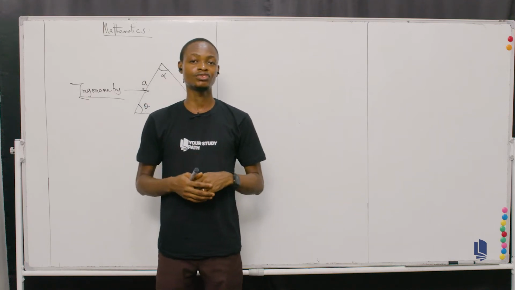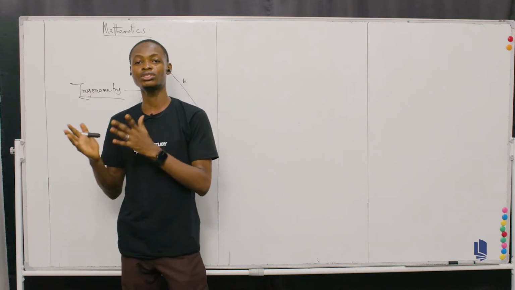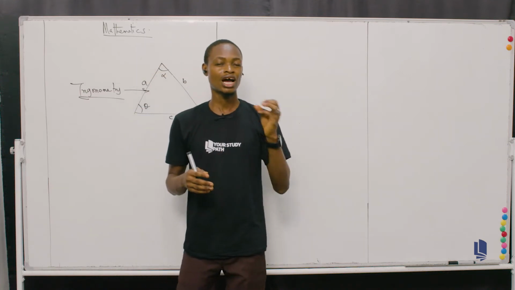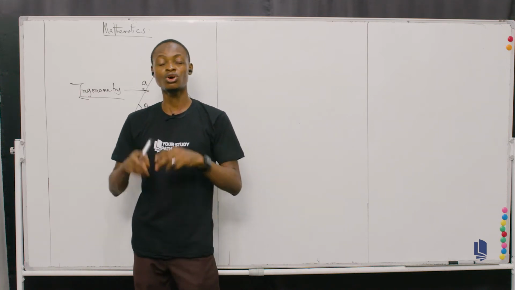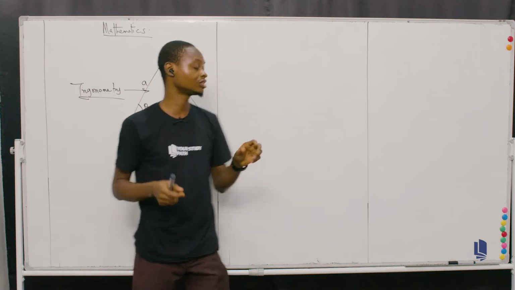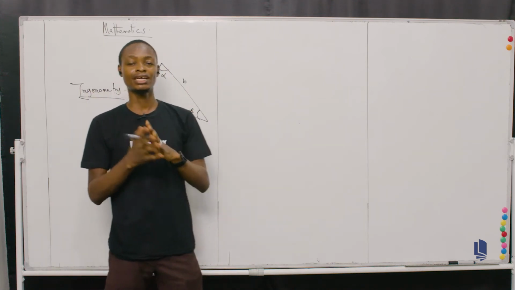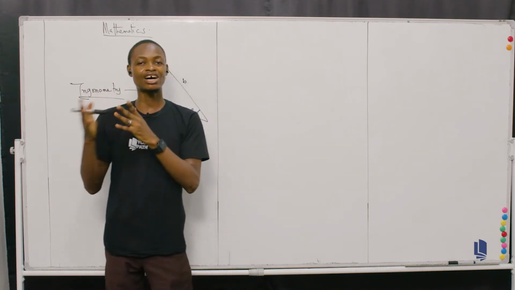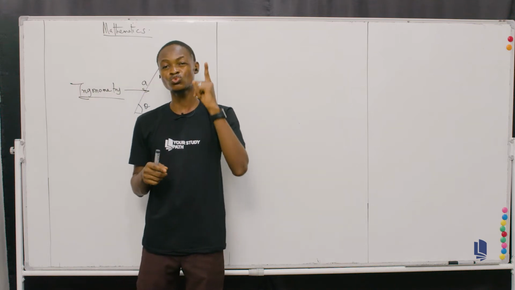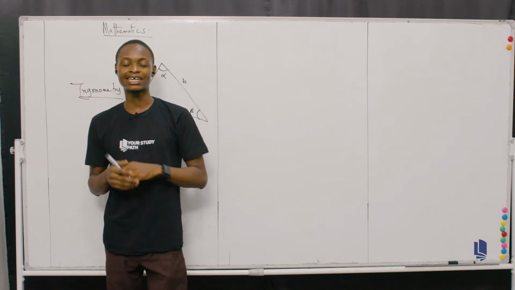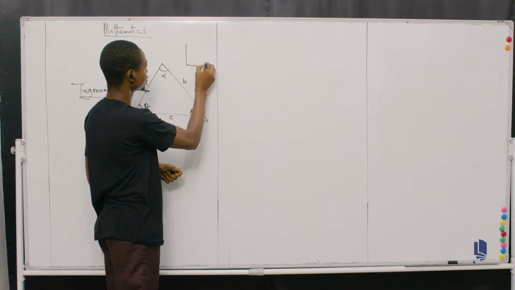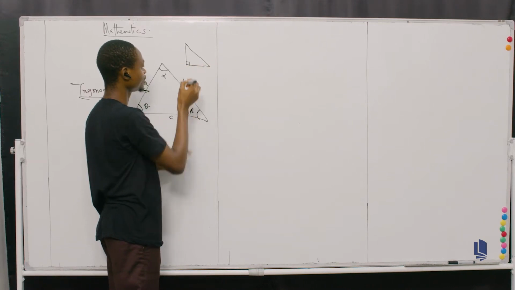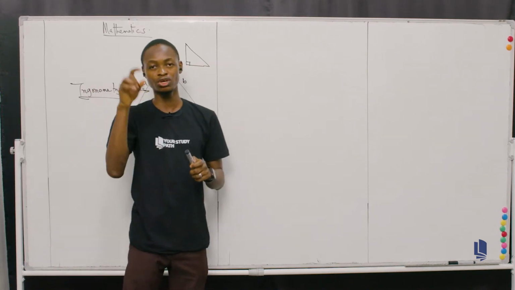We said that if you classified the triangles based on the angles, then you would have acute angle triangles. That means all the angles within this triangle are less than 90 degrees. You'll have the right angle triangle. That means at least one of the angles is exactly 90 degrees, something like this. And you usually denote that 90-degree angle with a square shape.